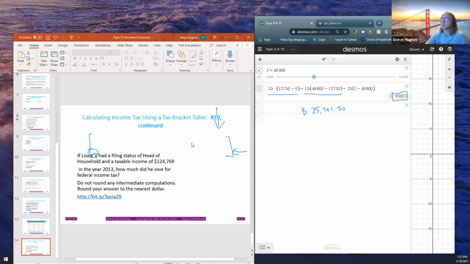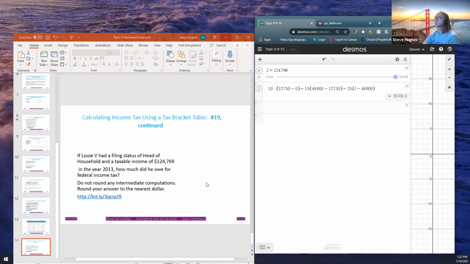Just to reiterate here, everybody, let's take our income back to where it was, 124,769. Let's clear this writing out. The answer to the question, how much did he owe for federal income tax, is $25,701.50. That's head of household.